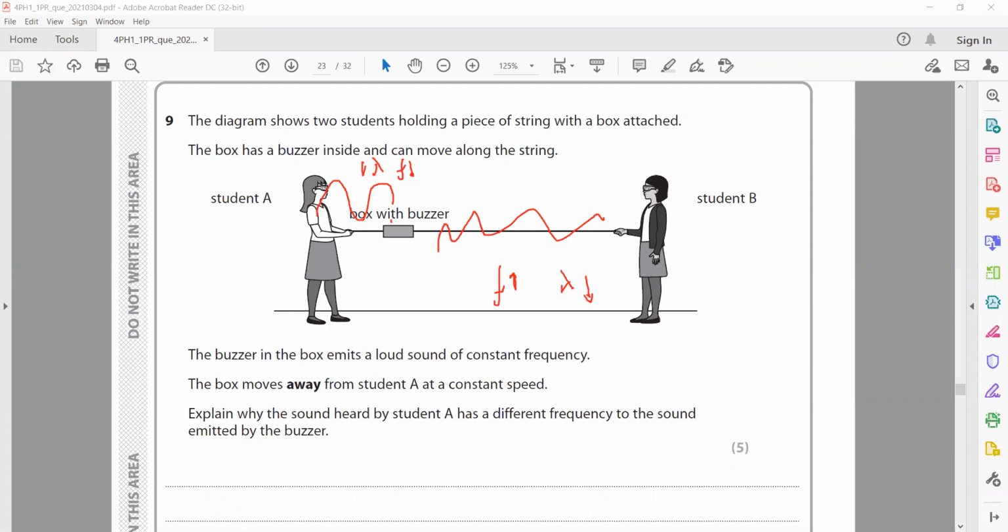So due to the Doppler effect, there will be an apparent change in frequency. The frequency emitted from the buzzer is the same, but what is received by student A will be a lower frequency and a longer wavelength.